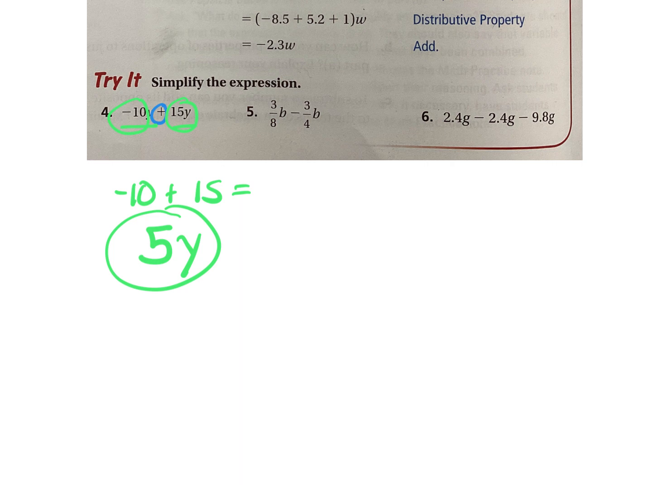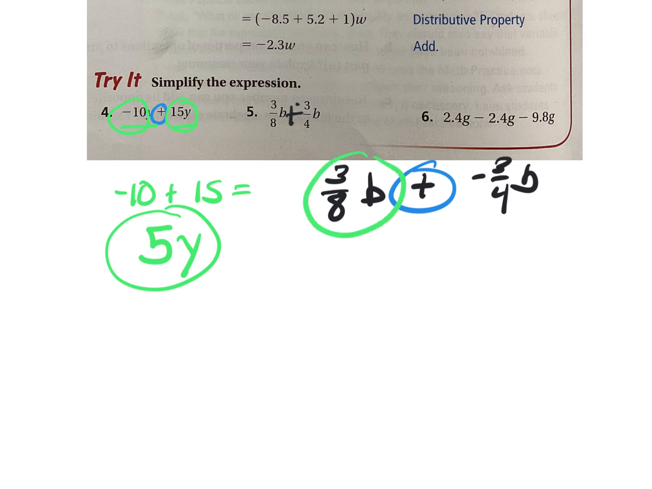Okay, let's look at number 5. I have a minus here, so I'm going to change that, add it, and then make that negative. So I have 3/8 b plus negative 3/4 b. Okay, so I have my adding here. So my two terms are 3/8 b and negative 3/4 b. And they're both the same variable with the same exponent. So these two are like terms. Now we can put them together. So I do 3/8 plus negative 3/4 equals.